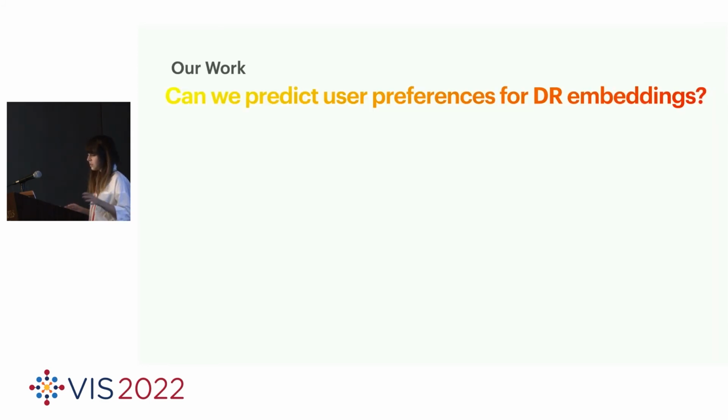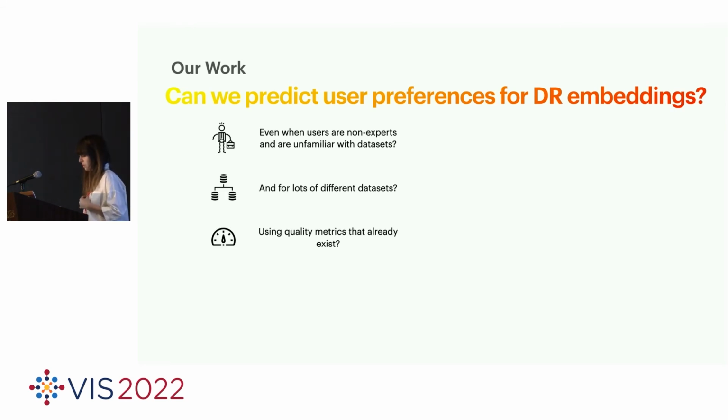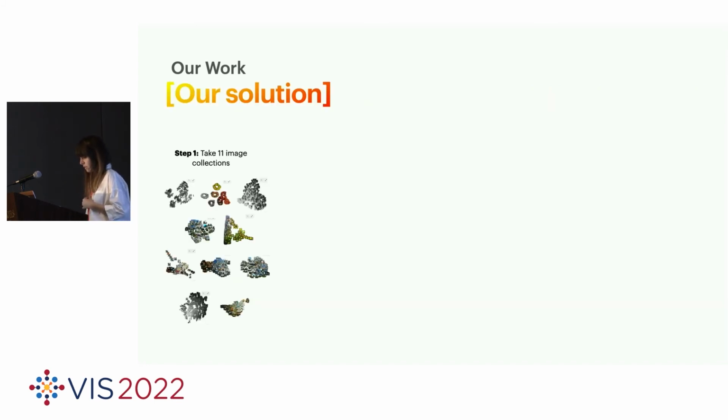So our work is kind of in the middle of this, in the sense that we care both about metrics and user preferences and try to form a bridge between the two. So we ran this experiment where we wanted to analyze if we can predict preferences of non-experts as well on a lot of different data sets with some quality metrics that already existed. So the talk is about how we did that.